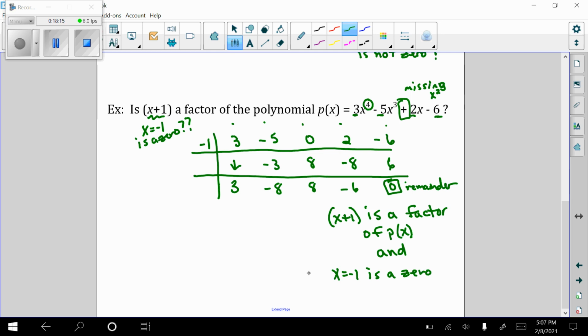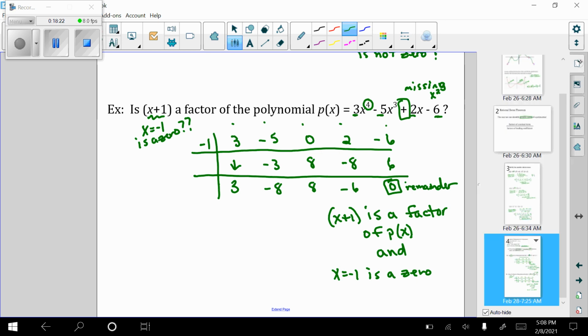All right, so hopefully that rings a bell. It's going to help you break down polynomials as we move on through the unit.